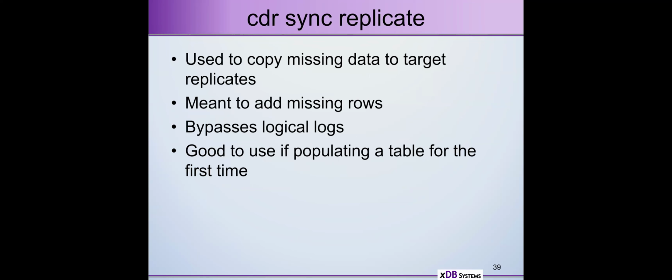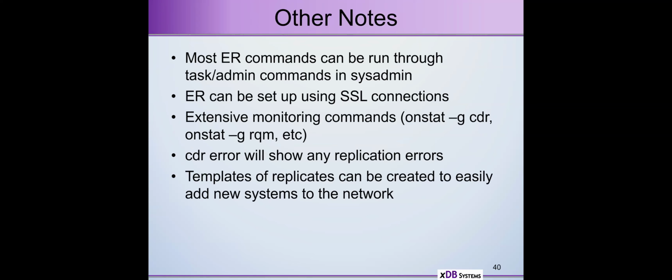There's also sync replicate rather than check replicate, where that one will actually go through the whole table and make sure everything is copied. This is really good. It only looks at missing rows. It's not going to deal with rows that are not updated. It goes past the logical logs, so it does not use as many of them. And this is really the best way to do it. If you're populating a table for the first time, you need to copy all the data. You want to use sync. It'll just be faster.